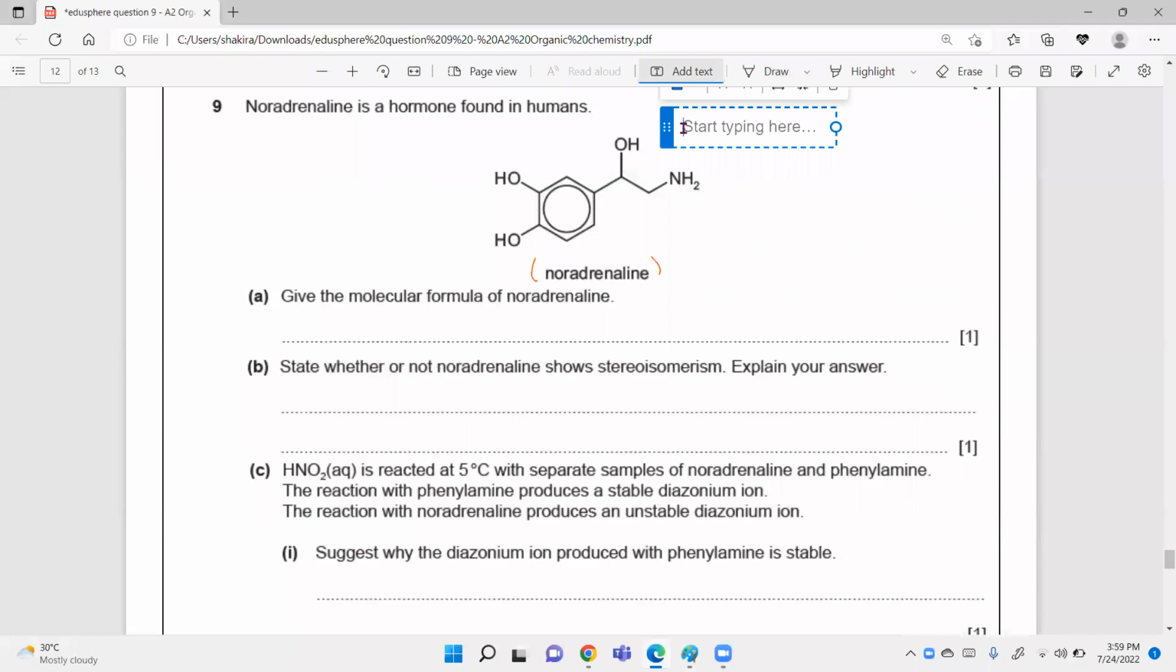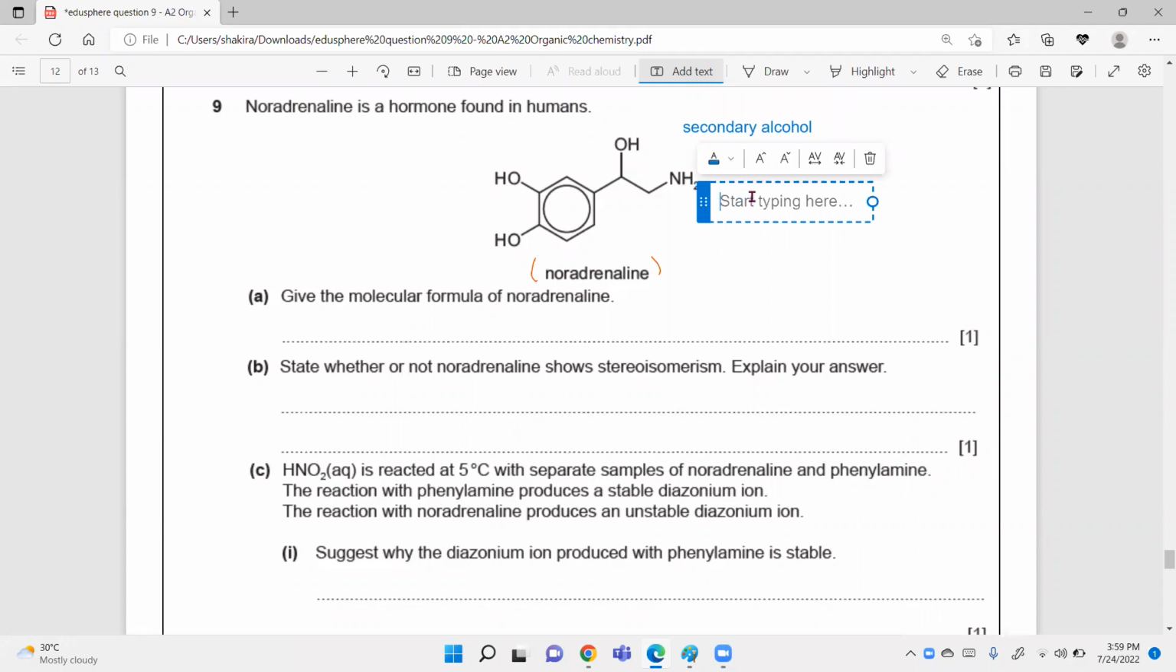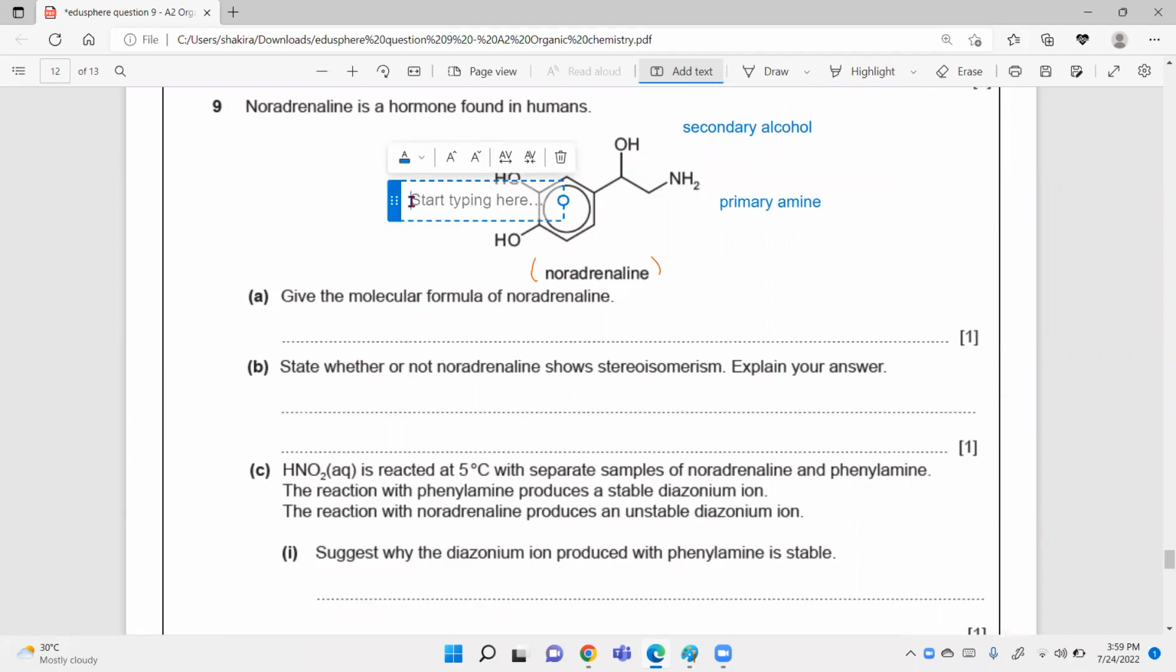First, let me write them down. We have secondary alcohol. I have written this secondary alcohol word just after the functional area of the molecule. And this one is amine. If I write precisely, I can call it primary amine. Primary amine. And these two are phenol functional groups. Phenol groups.